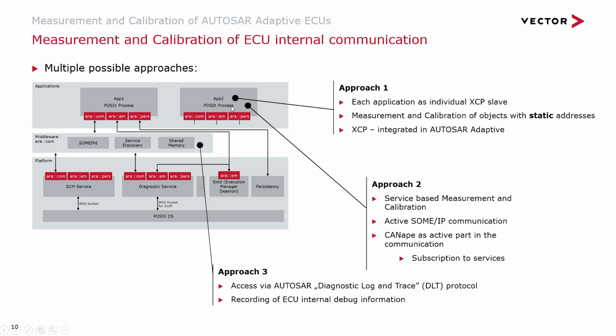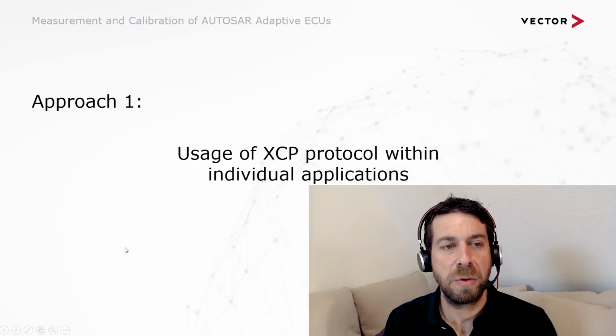The third approach is another additional already existing system. We want to get access to the system by the AUTOSAR Diagnostic Log and Trace protocol, or short DLT. This DLT protocol is normally used to get information directly out of the application for debugging our application. That means the application is sending out some data, and this data could then be recorded outside if somebody understands the DLT protocol. Let's go in deeper a little bit.